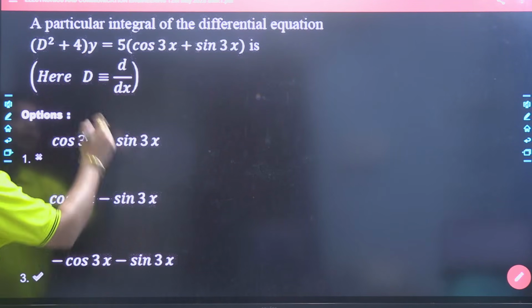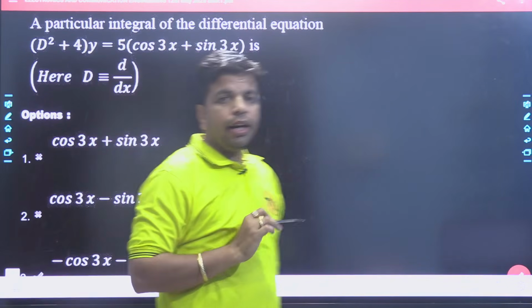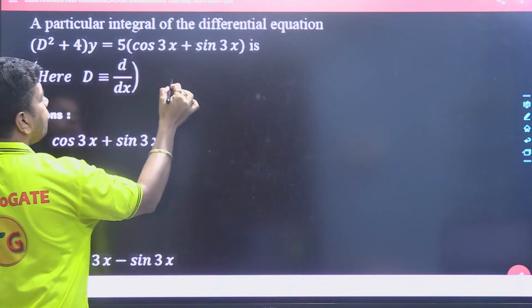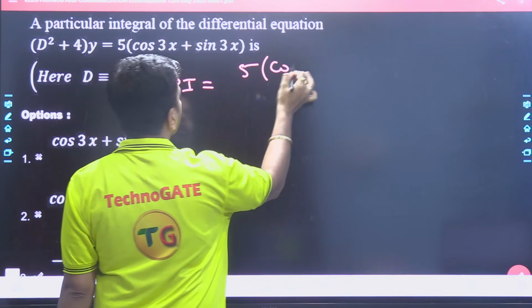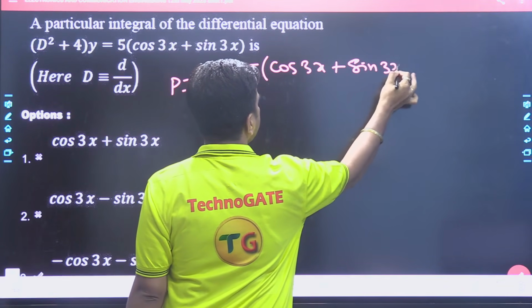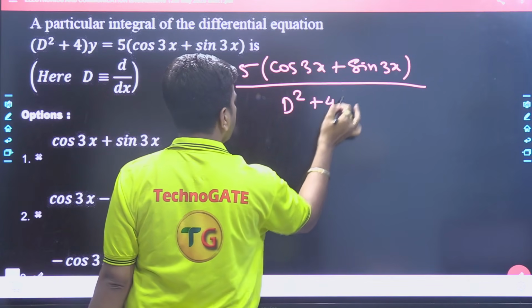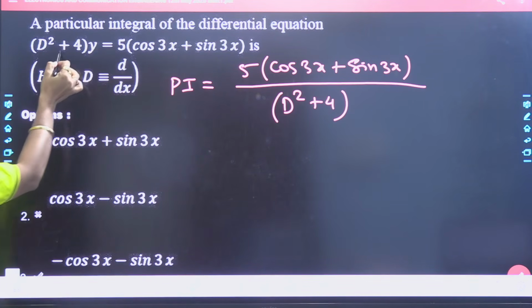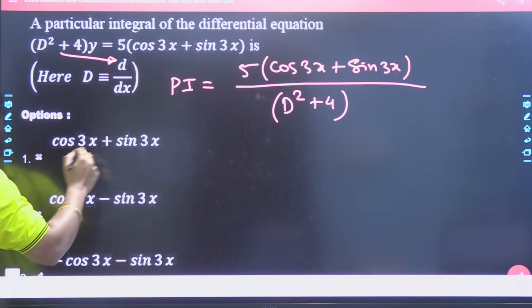Now see question number 39. We need to find out the particular integral for this. So what we can say, the particular integral for this is what? 5 cos 3x plus sin 3x divided by D square plus 4. Just we can send that to the right hand side. Okay, now see, we'll do the step by step operator method.